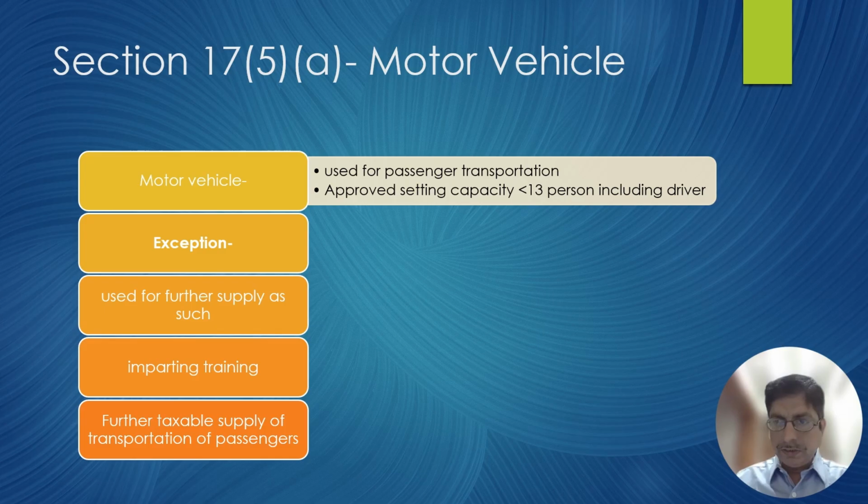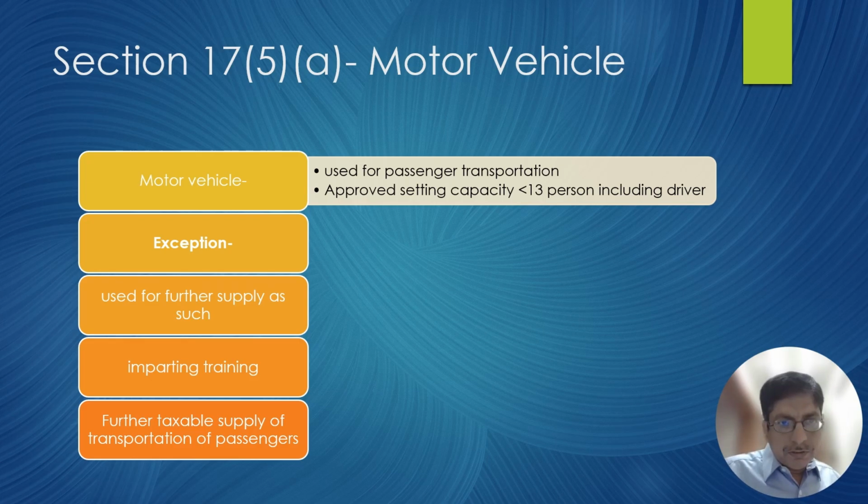See, GST credit on purchase of a motor vehicle is not available even if it is for transportation of passengers and the approved seating capacity is less than 13 including the driver. The GST credit on purchase of that motor vehicle is not available. However, there are three exceptions to this.